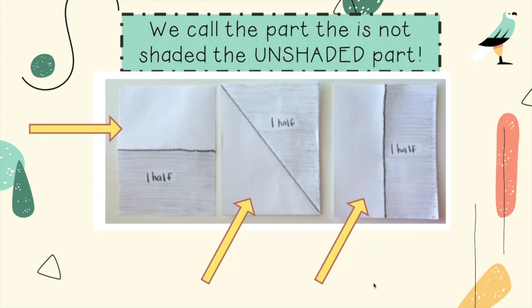Now, we left one part blank or white. So we're going to call that part that is not shaded the unshaded part. Because remember, that word un right here, this prefix, meaning a part of a word that goes at the beginning, means not. So un means not, so that word means not shaded or unshaded. Okay?